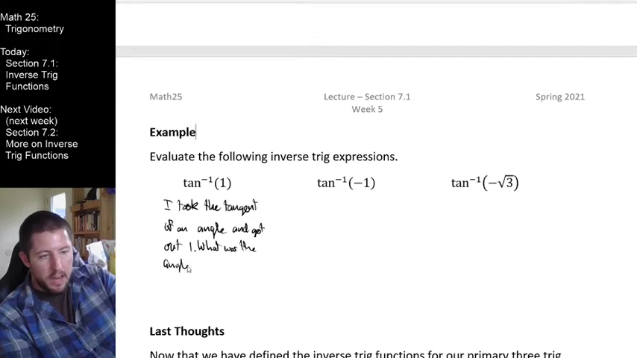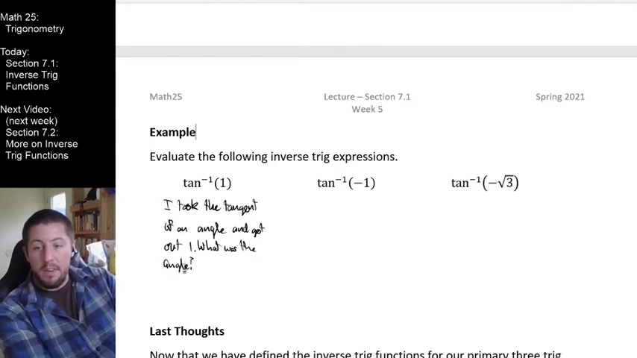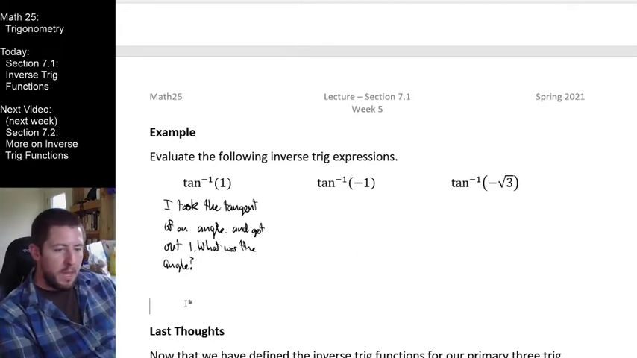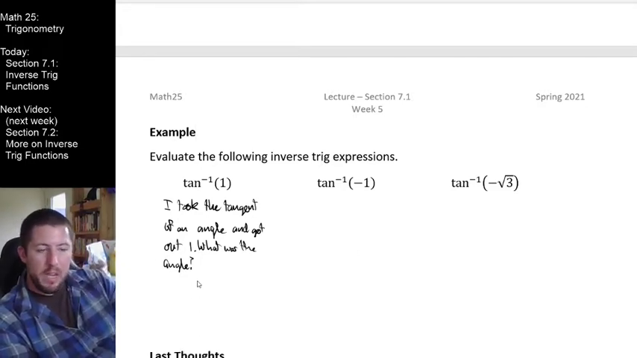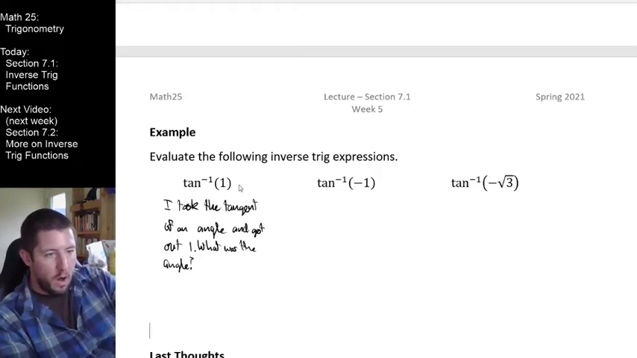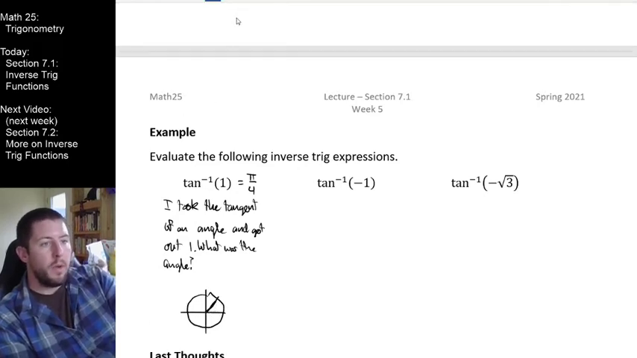Well, I know that tangent is sine over cosine, and if we got 1, their ratio must be 1, meaning they're equal to each other. So it seems we must have equal sines and cosines, so equal x and y values. We know that's associated with our 45-degree angles, or pi fourths. Looking at my unit circle, there we are, right there at pi fourths. And that is within our legal span that we selected for tangent. Tangent was supposed to live there.